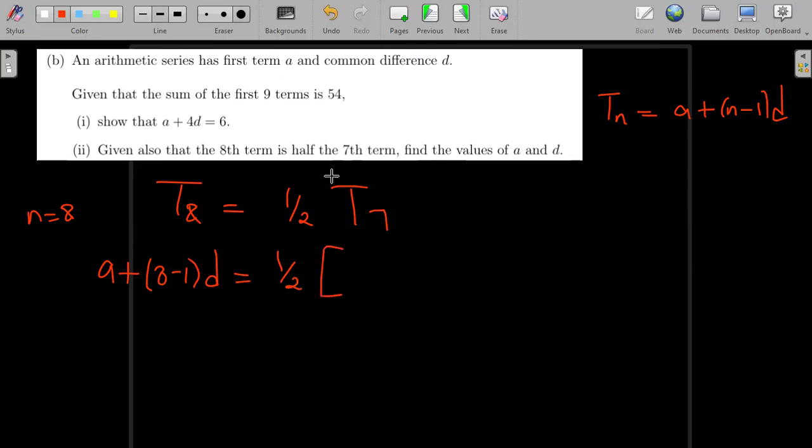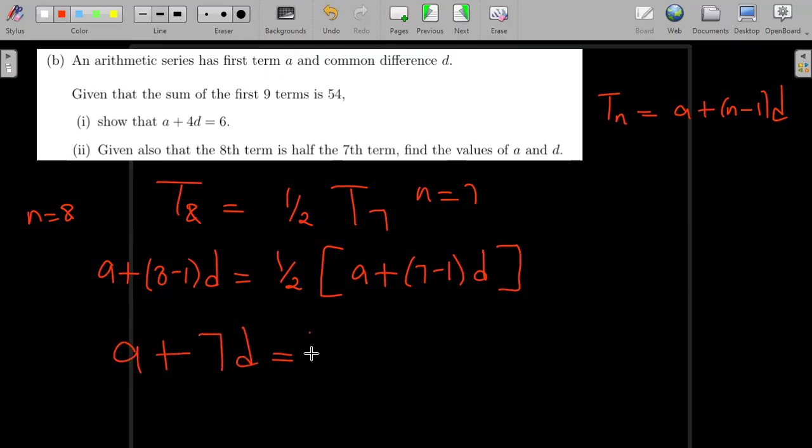And then let's write the 7th term in brackets. So if you're finding the 7th term, then your n is 7. So this will be a plus 7 minus 1, and then multiplied by d. So this is what we have. So here on my left, I'm going to have a plus 7d is equal to half. And then in the brackets, I'm going to have a plus 6d. So from this, we can get a second equation that is in terms of a and d. So this was our first equation. From this one, we can get our second equation.